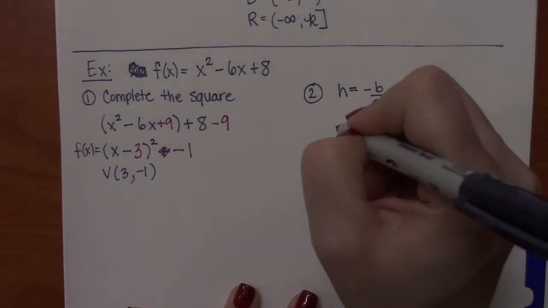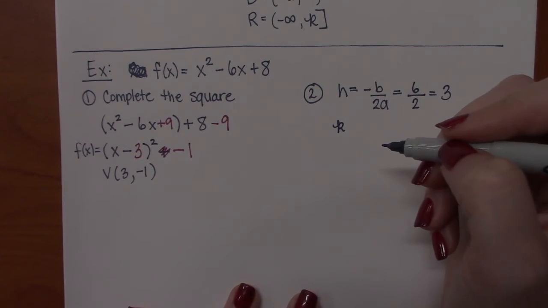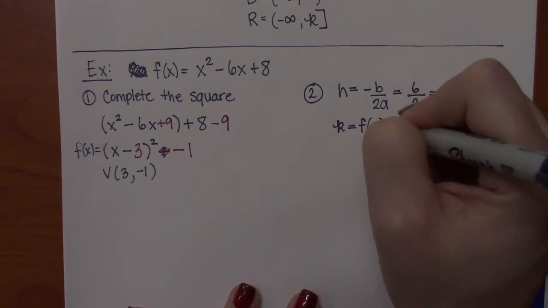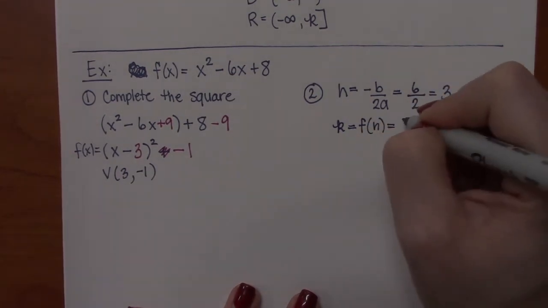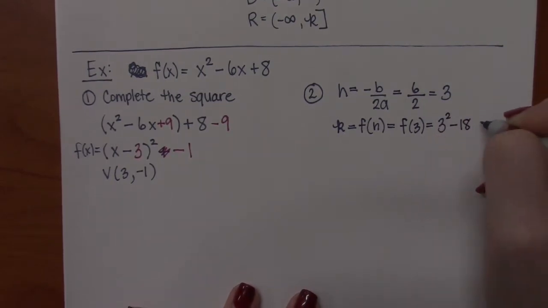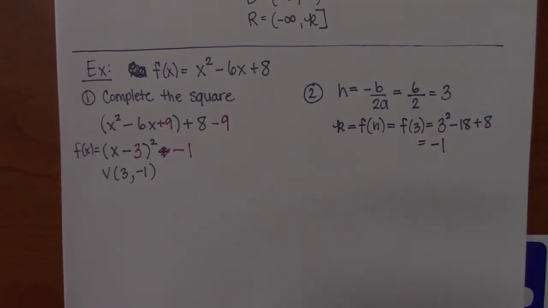If you want to find k, well, since k is the y value that comes out when you use this point, right, k is just f of h. So you plug 3 into the original equation. So you'll get 3 squared, right, minus 18 plus 8, and this does in fact work out to be -1. And that's what the vertex is. You plug in that x value into the equation, that y value comes out.